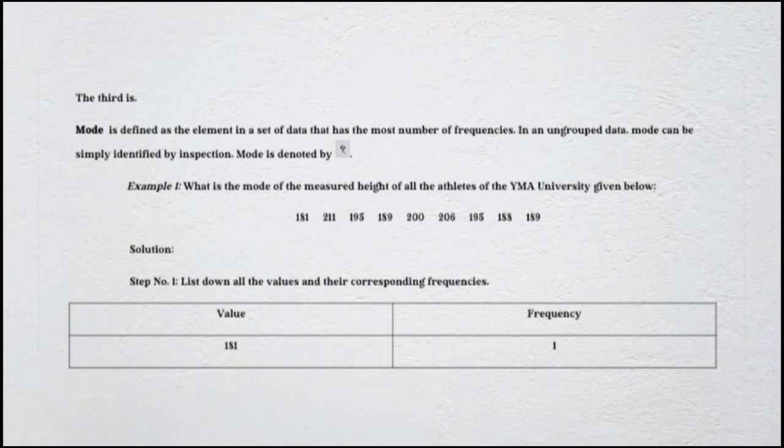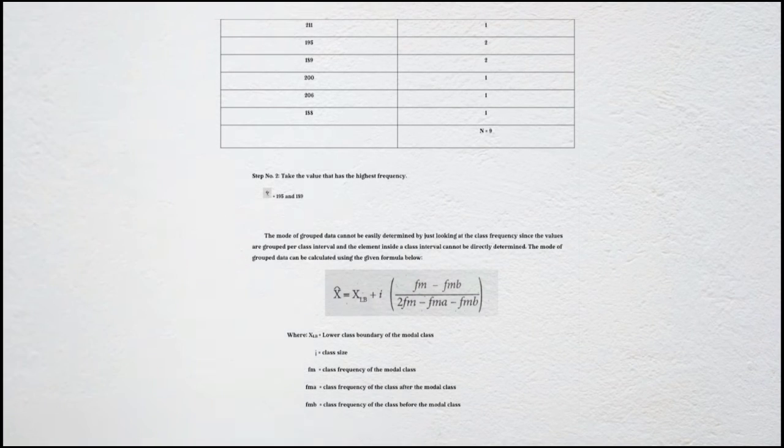So, solution, we have step number 1. For the first step, we have to list down all the values and their corresponding frequencies. So, construct a table for the value and for the frequency. And we have 9 for the total frequency. Step number 2, take the value that has the highest frequency. Since 195 has a frequency of 2 and 189 has a frequency of 2, our mode is 195 and 189.